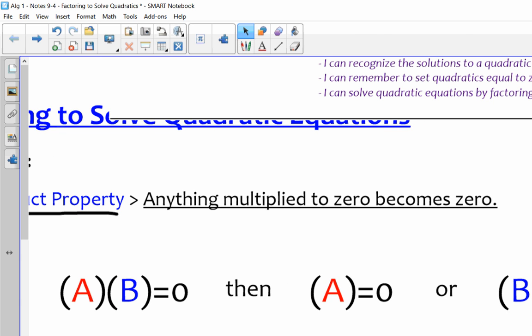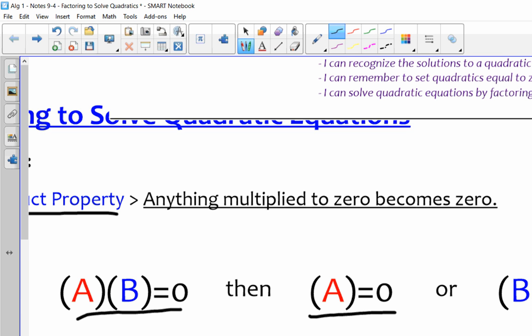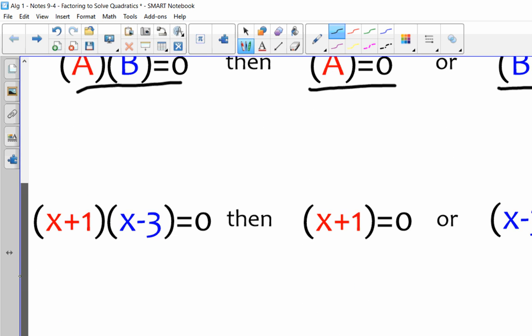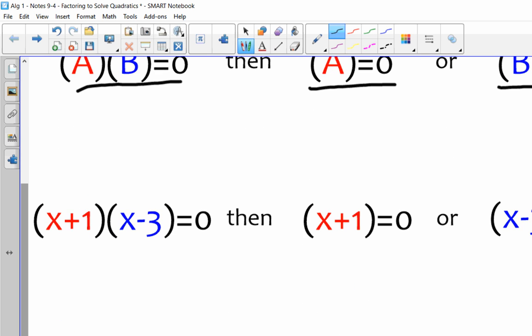We don't really like to use letters to explain things, but if we're trying to be generic, it's just saying if you have something like A times B and it equals 0, then either A or B had to have been 0 for the answer to be 0. And we're going to use that concept if we factored something.